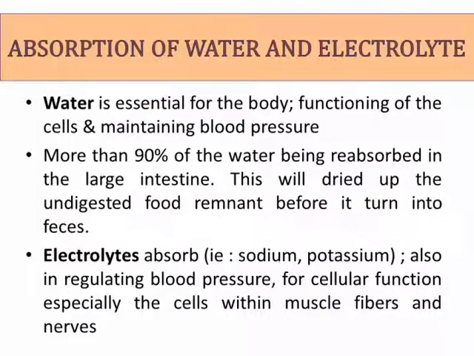First is absorption of water and electrolytes. Water is essential for the body and more than 90% of the water is reabsorbed, and the undigested food will be dried out before it turns into feces. It can also absorb electrolytes such as sodium and potassium to regulate blood pressure, and it is important for cellular function.